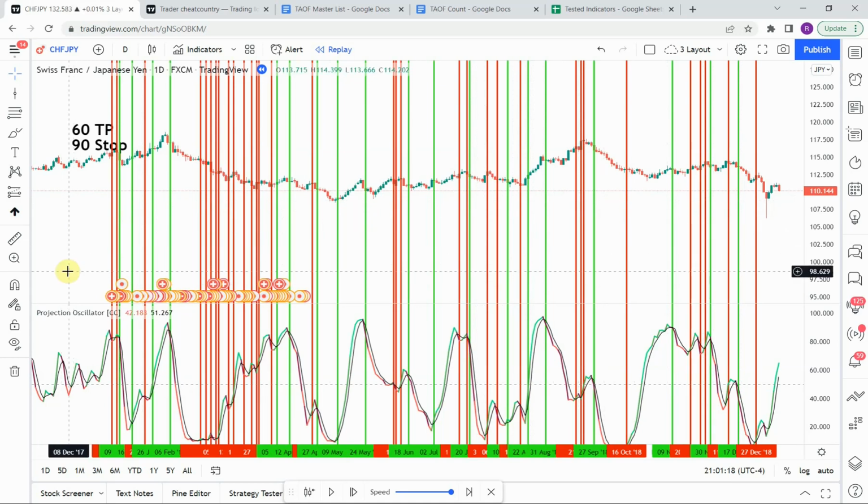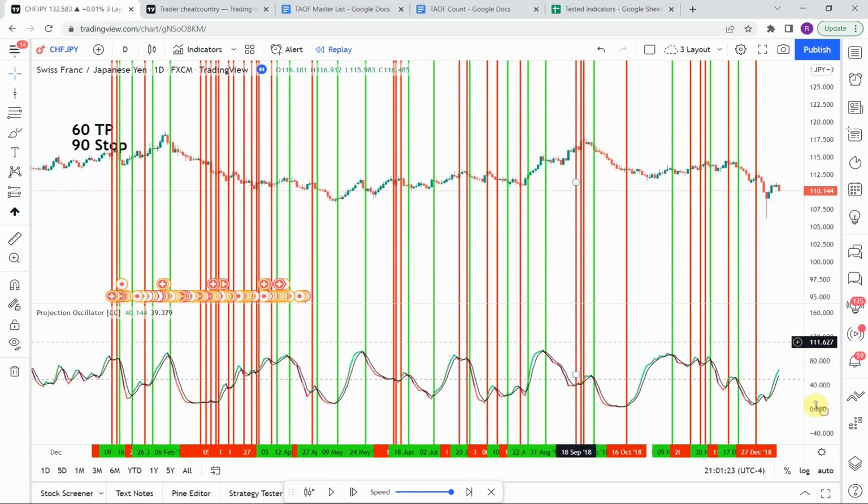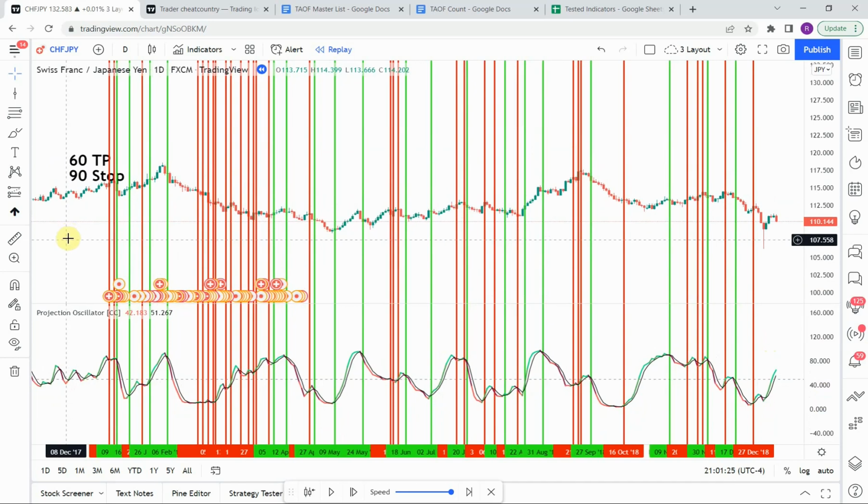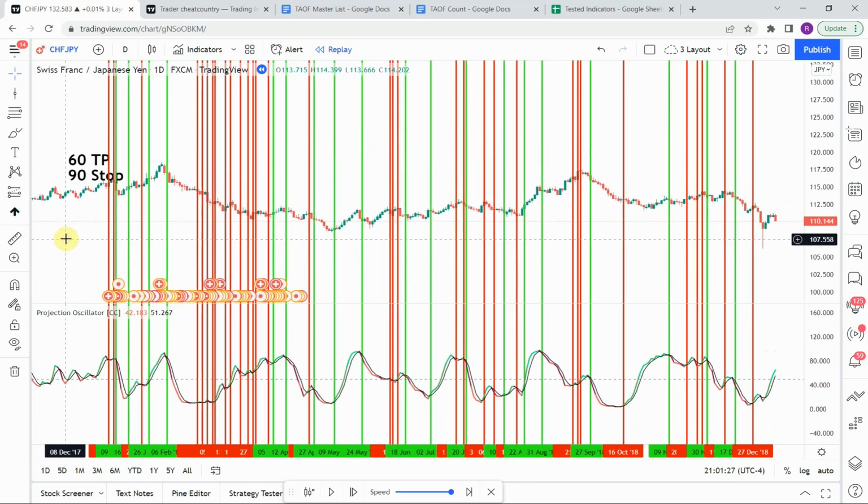Now, in the page for the indicator, the creator Cheat Country did say that this indicator is best used with another indicator that kind of complements it, and together you can kind of get a full idea of the big picture of which way you should be taking trades.